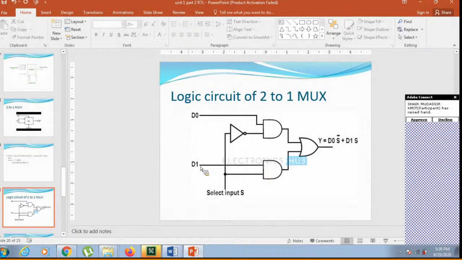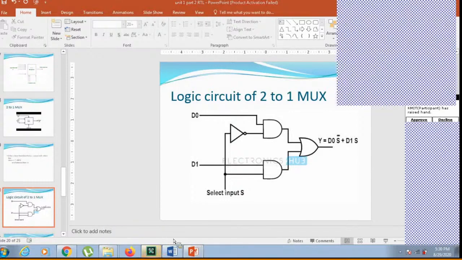Or you will select the input D1 whenever the value of S is equal to 1. So I'll just take the select input as it is. You can select D1 whenever the value of S is equal to 1. These are the two possibilities we have. One possibility is you select D0 when S equal to 0. You select D1 when S equal to 1.